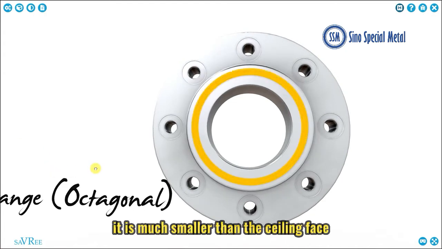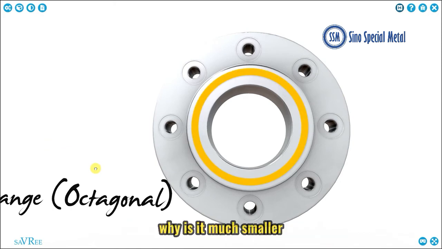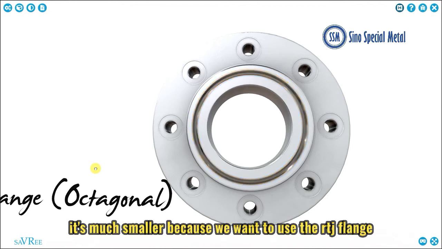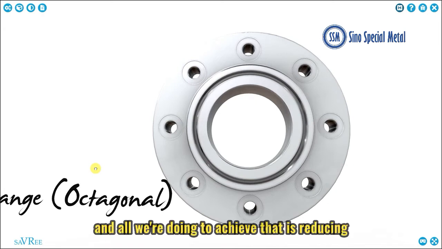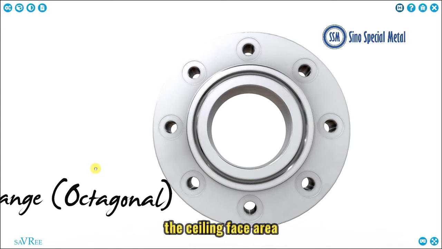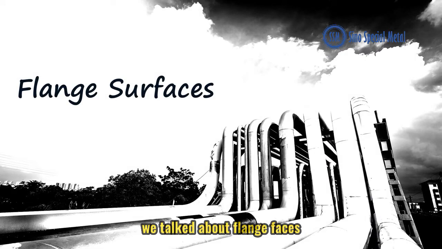It is much smaller than the sealing face that we had for our raised face flange. Why is it much smaller? It's much smaller because we want to use the RTJ flange for higher sealing pressures. And all we're doing to achieve that is reducing the sealing face area in order to obtain a higher sealing pressure. So we talked about flange types, we talked about flange faces.